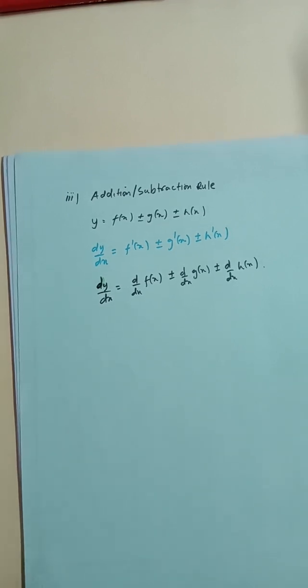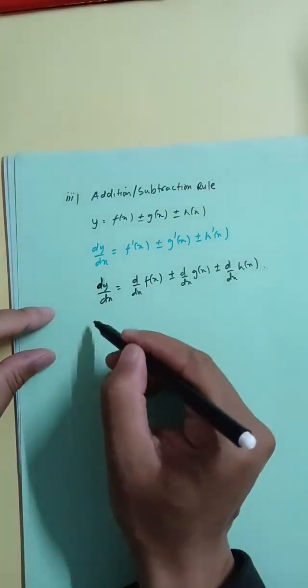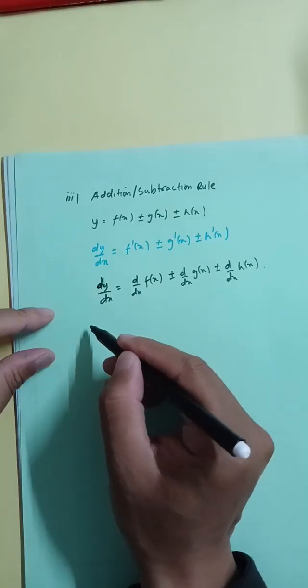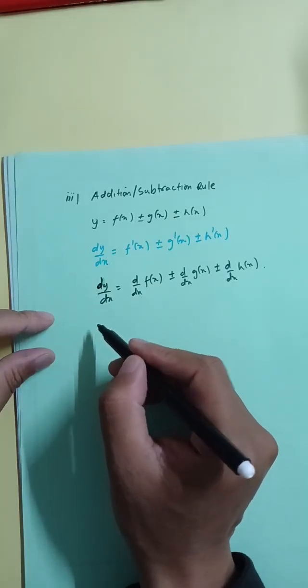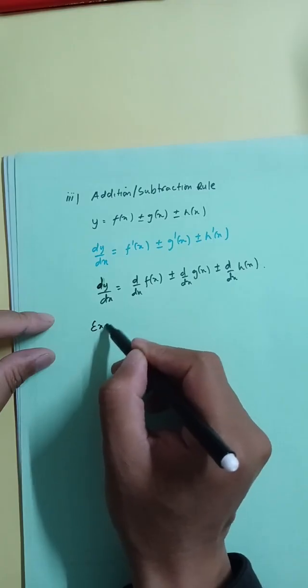Now for the questions in all this exercise, we will use that rule and explain it. Suppose I have this question, you are asked to find dy over dx for each of the following.